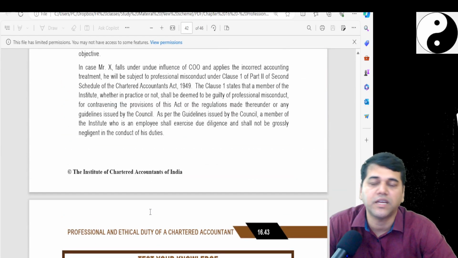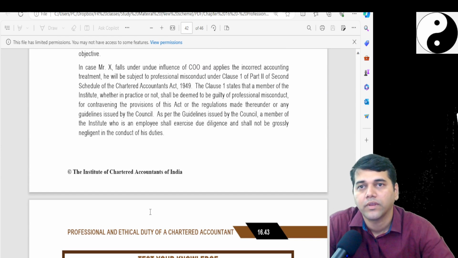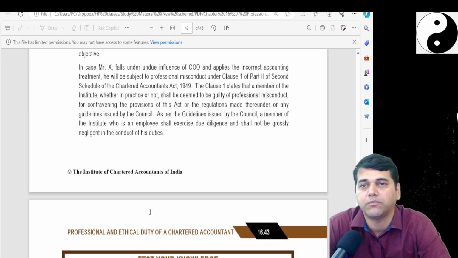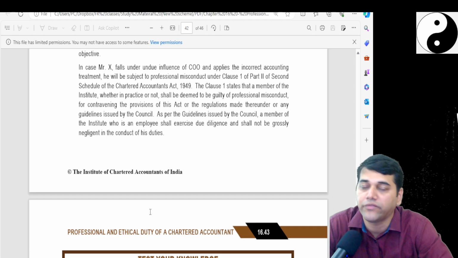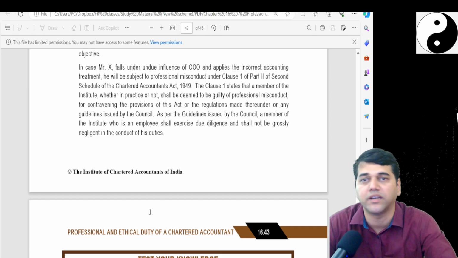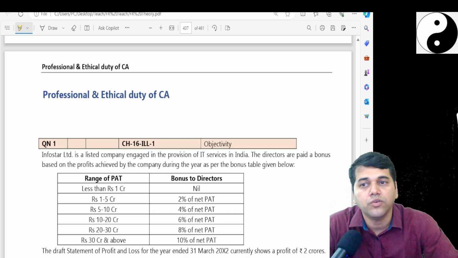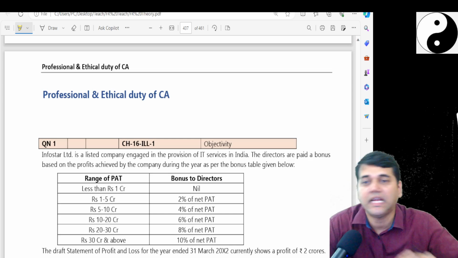So the crux of this chapter is you have to follow ethics, both practicing CAs and employees. When you talk about ethics, it is the fundamental principles of the code of ethics: objectivity, due care, confidentiality, not accepting gifts, not coming under undue pressure. So what are the implications of that? That we will see through Q&A.